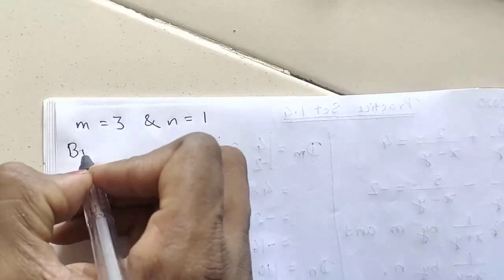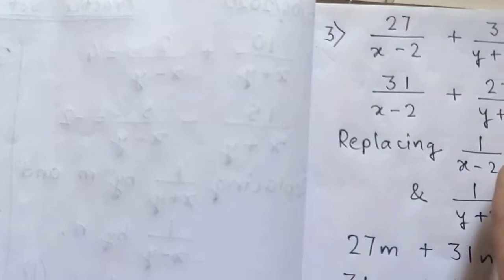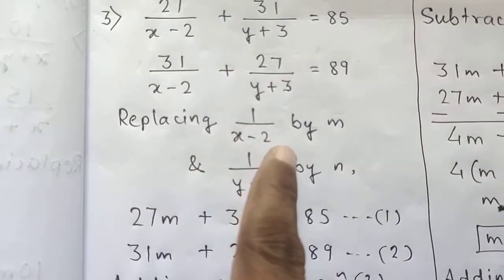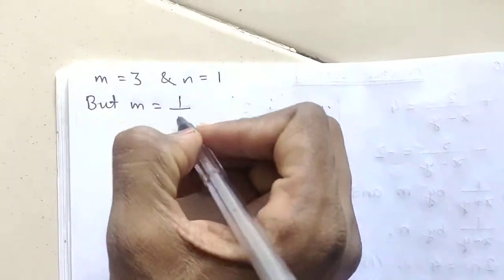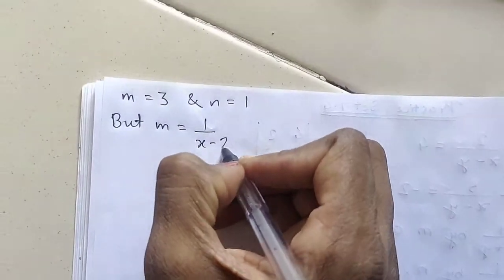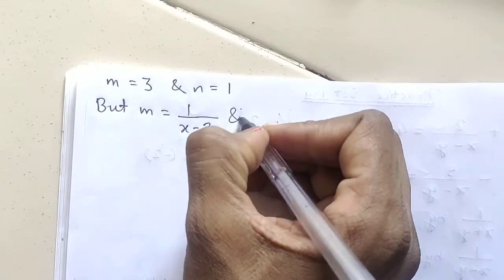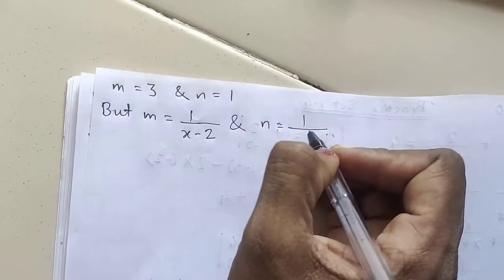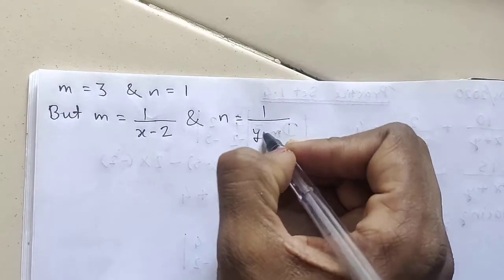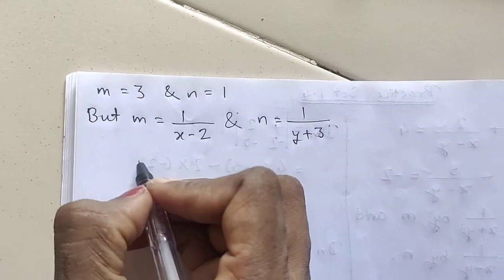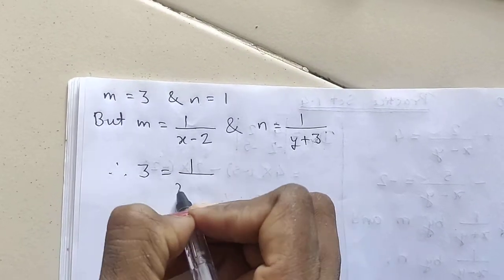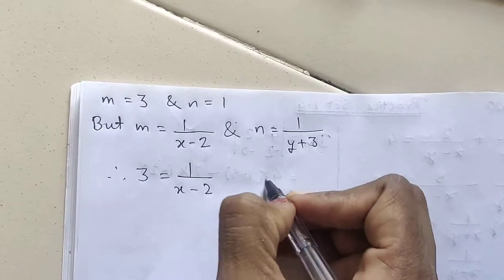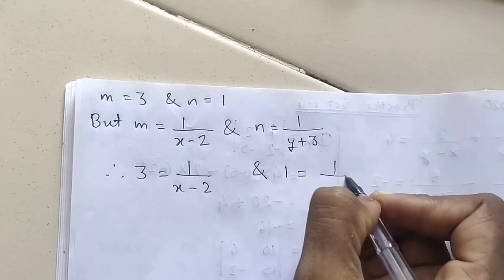But what was your m initially? Your m was 1 upon x minus 2 and n was 1 upon y plus 3. So let us write m as 1 upon x minus 2 and your n as 1 upon y plus 3. Okay, so let us place the value of m and n. So in place of m we will write 3, and in place of n we are going to write 1.